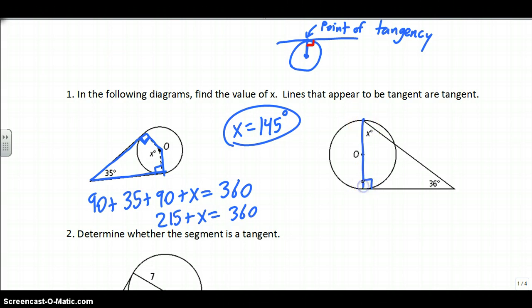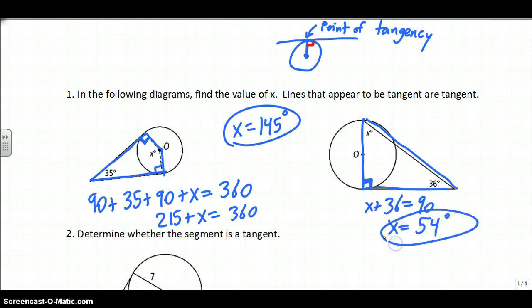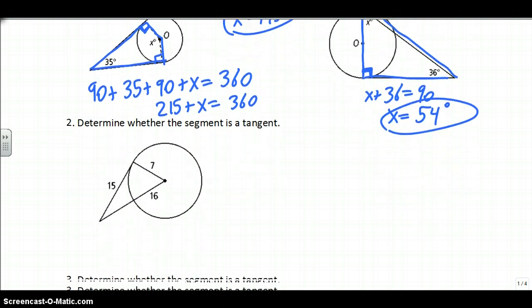Okay. Example 2, again we have a tangent. But this time you have a triangle, and we know that the angles in a triangle add up to 180. So since this is 90 of it, that means x plus 36 has to add up to the other 90 of the 180, which means when you subtract 36, x ends up being 54 degrees. Very simple problems. They don't take you very long.